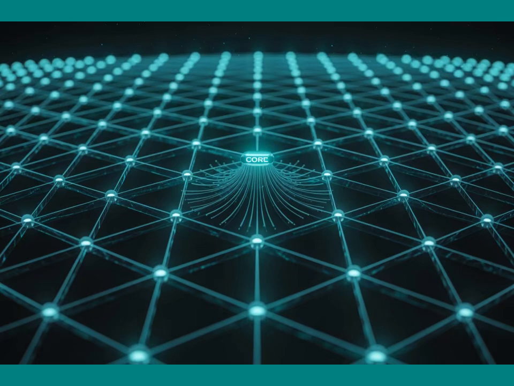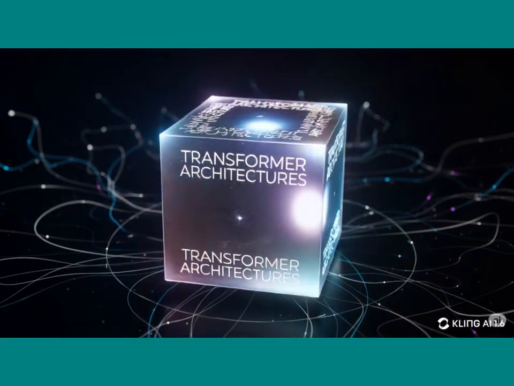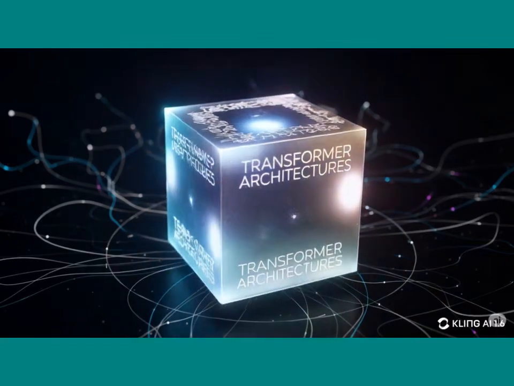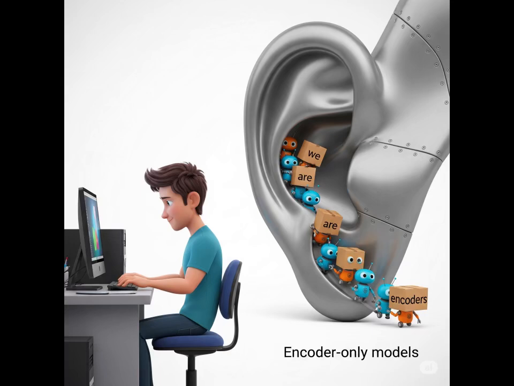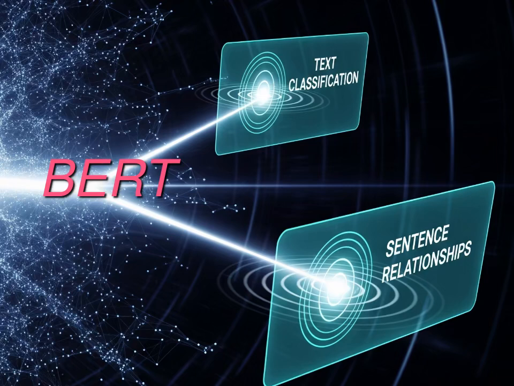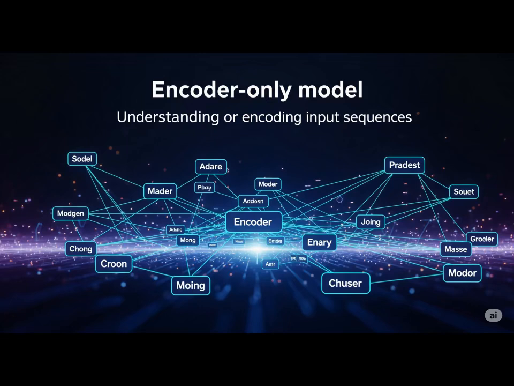There are different variations of the transformer architecture used in pre-training models. Encoder-only models. These are primarily used for understanding or encoding input sequences. Models like BERT use this architecture and are good for tasks like text classification or analyzing relationships between sentences. In an encoder, each word can attend to all other words in the input sequence.